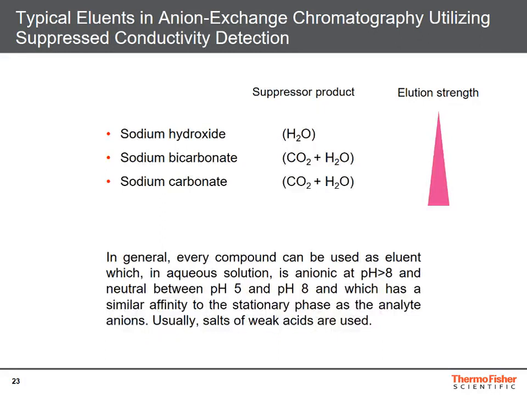Let us talk for a moment about eluents in anion exchange chromatography, especially when we utilize suppressed conductivity detection, the most dominant detection system in ion chromatography. In general, a lot of compounds can be used as an eluent when they are in aqueous solution anionic at pH above 8 or neutral between pH 5 and pH 8. Typically, we use salts of weak acids such as sodium hydroxide, sodium bicarbonate, sodium carbonate, or mixtures of them. As you see, the elution strength increases from sodium hydroxide all the way to sodium carbonate.